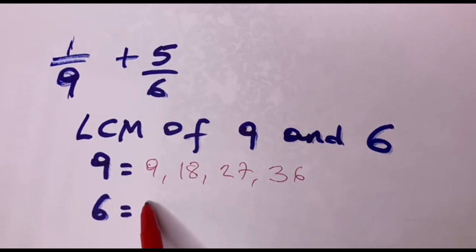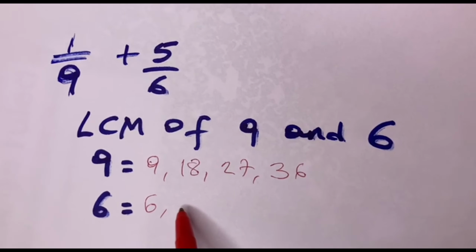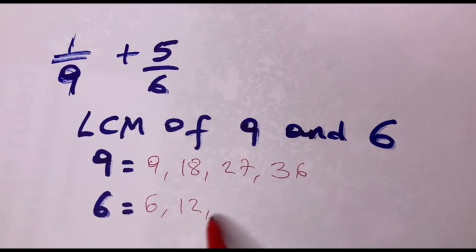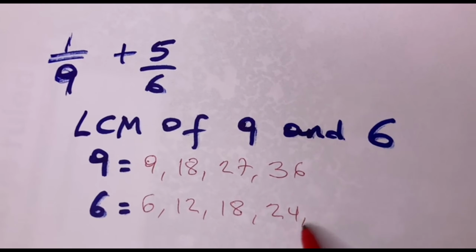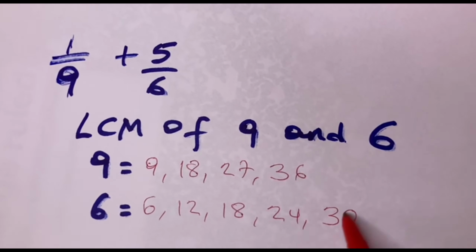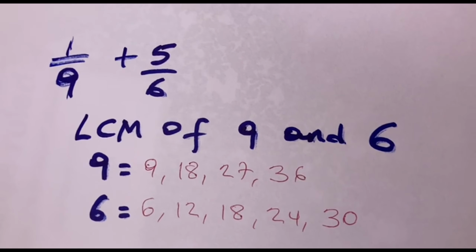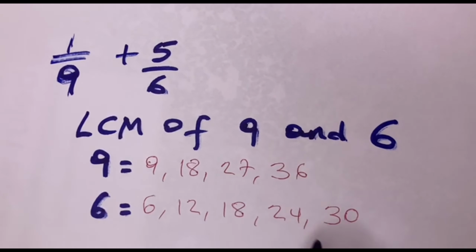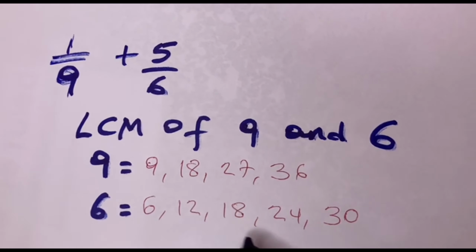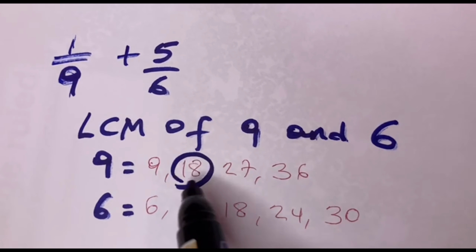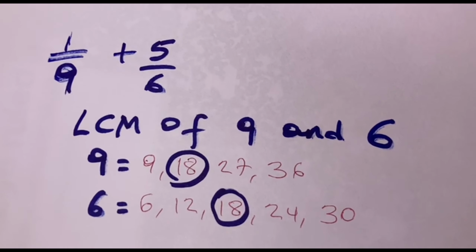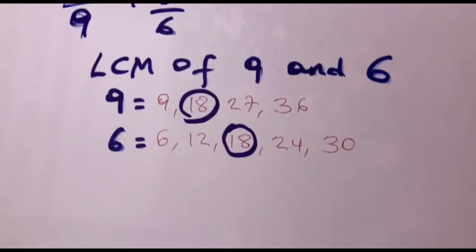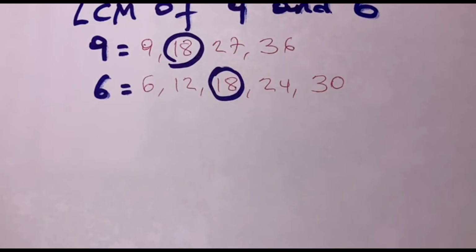For 6, 6 times 1 is 6. 6 times 2, 12. 6 times 3, 18. 6 times 4, 24. 6 times 5, 30. Okay, that's enough for now. So what is their least common multiple? The common one, the least, is 18. In both of them, there is 18. Therefore, that is the least common multiple. So we will continue our work.